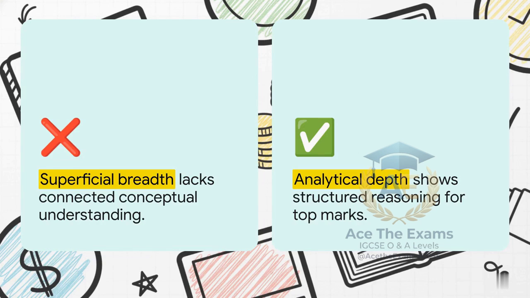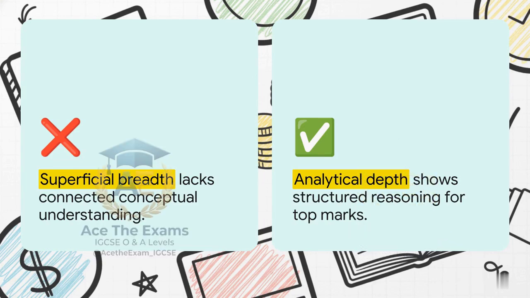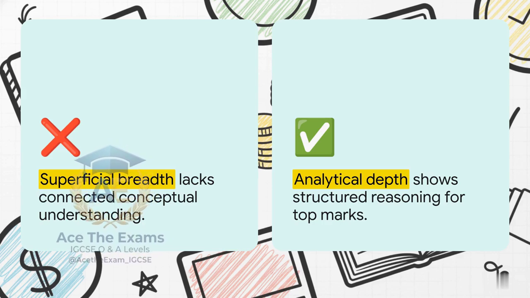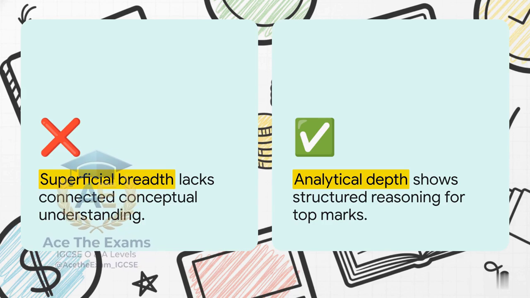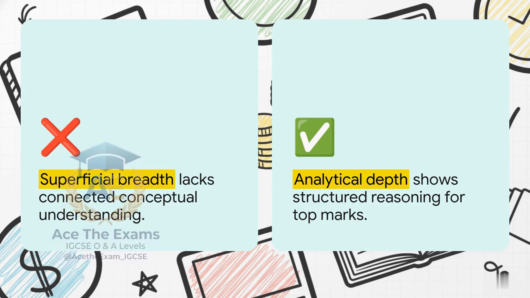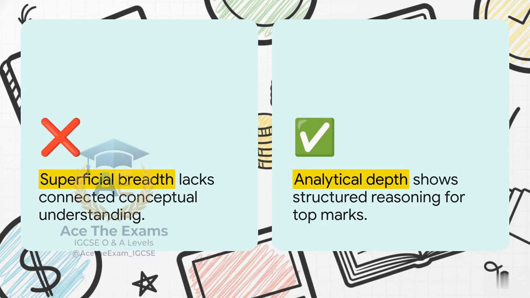The absolute dividing line between average and elite candidates comes down to this: superficial breadth versus analytical depth. To really picture this, let's look at 2 typical types of scholars we see all the time. Let's call them Alex and Sam. Now, Alex is highly technical. Alex excels at formulas, memorizes broad facts, and recites textbook definitions perfectly. But when Alex faces an open-ended, 15-mark evaluation question, Alex hits a brick wall, relying on superficial breadth and hoping throwing facts at the page will stick.